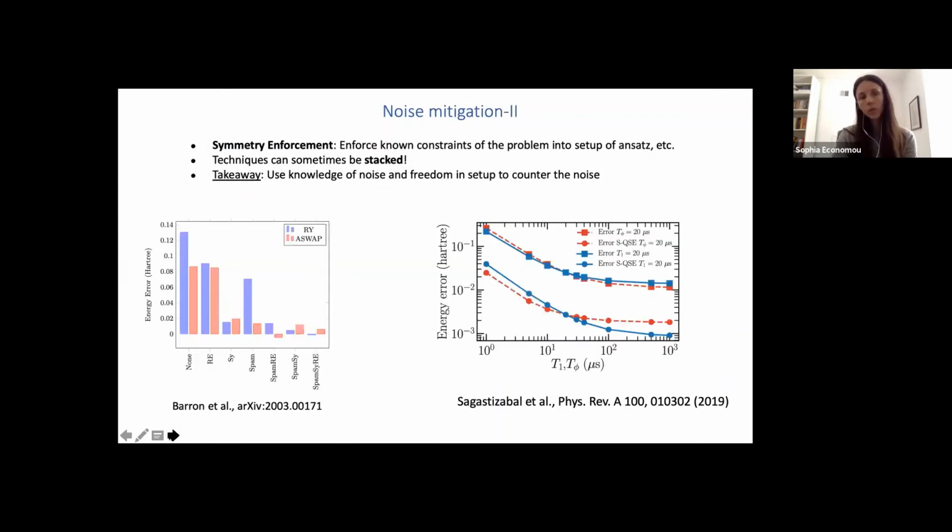Another thing you can do is you can enforce symmetries. If you know that the solution you're looking for has a certain symmetry and your measurement outcome doesn't have that symmetry, the simplest thing you can do is throw out the measurements that don't obey that symmetry. You could do something more sophisticated to try to actually encode the symmetries directly in your circuit. And you can combine these techniques as well.